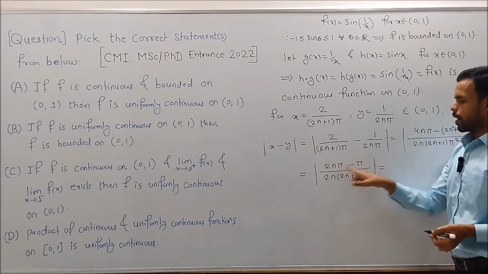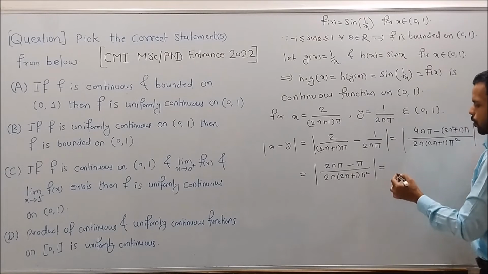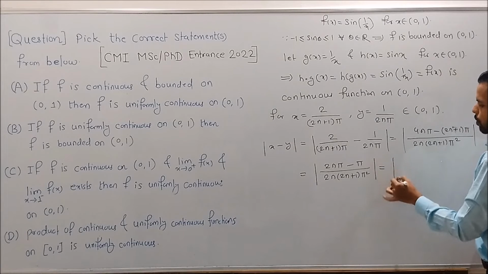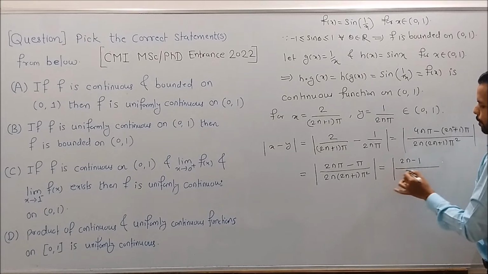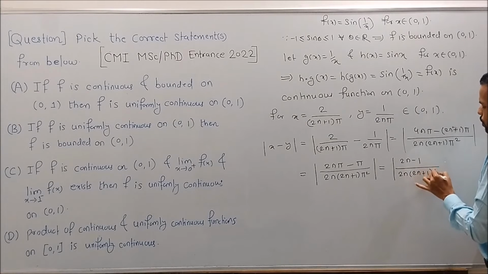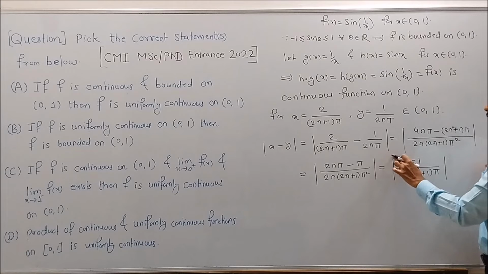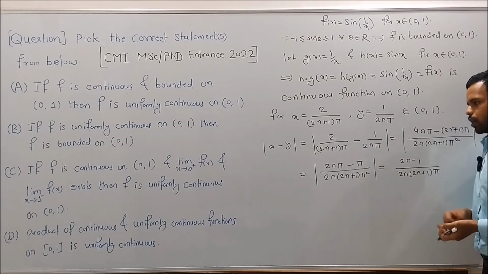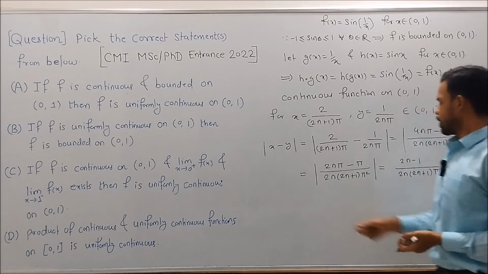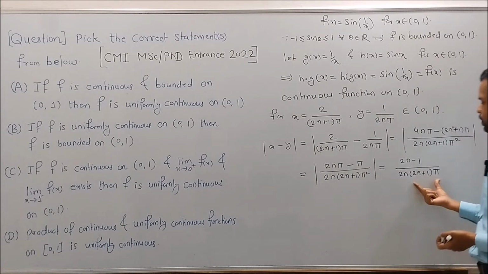We can take π common from the numerator and that π will get cancelled with this. So what will remain? Mod of (2n minus 1) upon 2n into (2n plus 1)π. And as this is a positive quantity, there is no need to write the modulus sign. So mod of x minus y is this quantity.